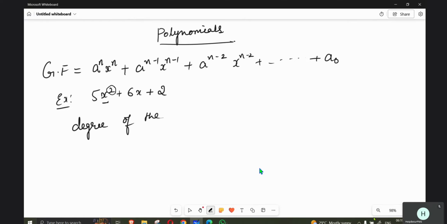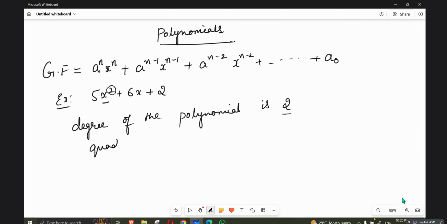The degree of the polynomial is 2 here. That is, the highest power of this polynomial is 2, so we call the degree 2. Since the degree is 2, we call it a quadratic polynomial.